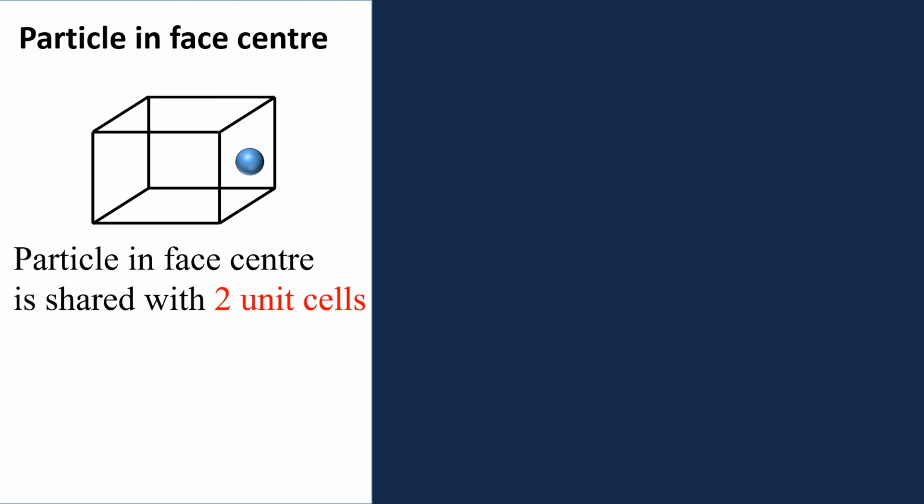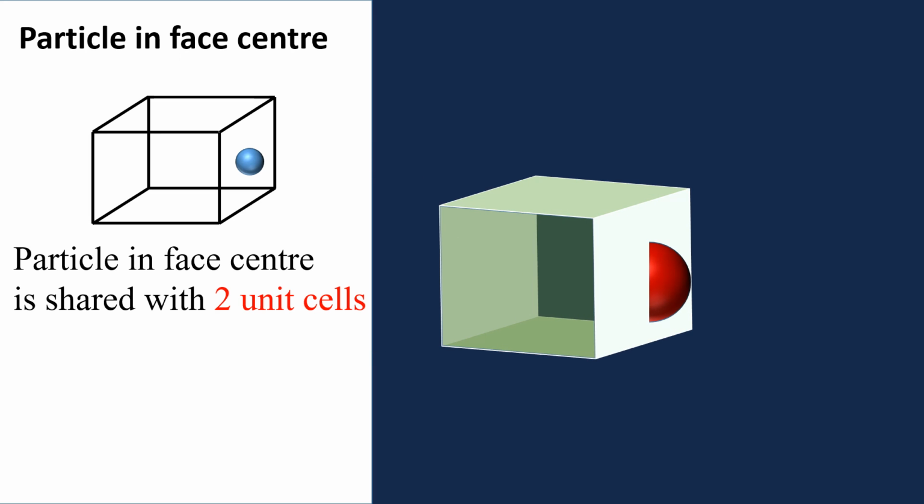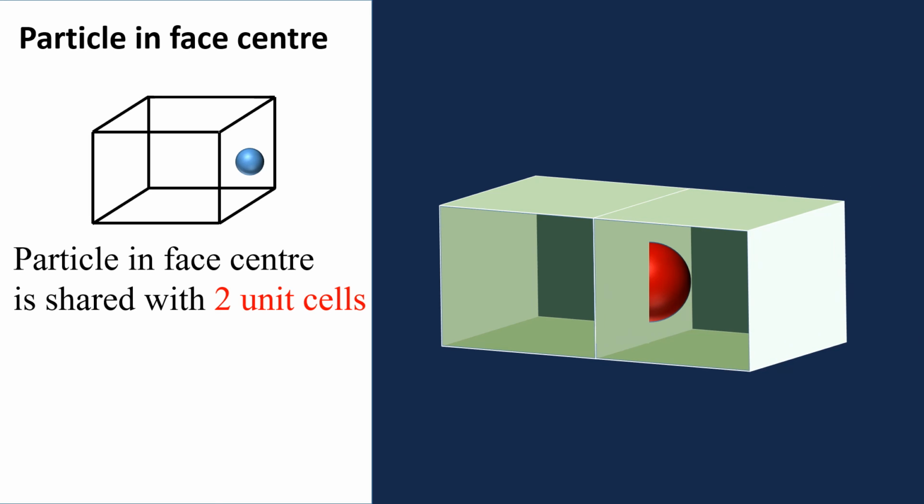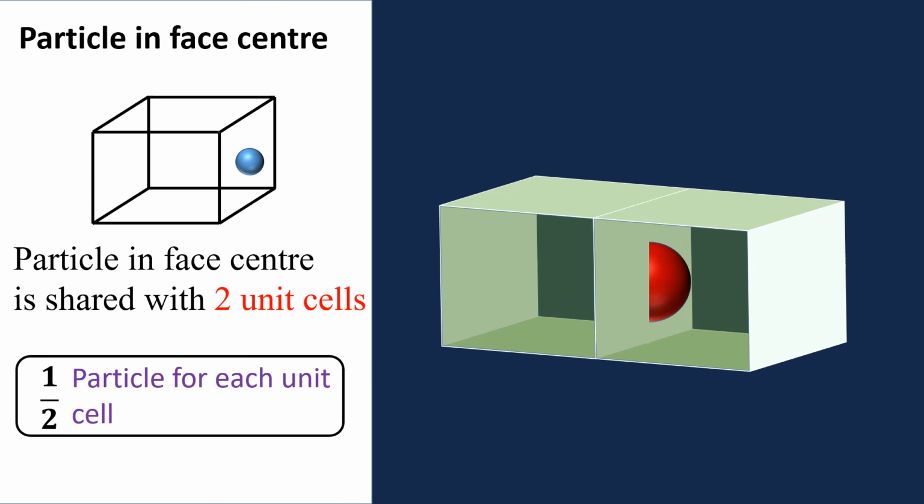The face center particle is shared with 2 unit cells. It is easy. Consider this as a face center particle. So half of it is in a unit cell, and the remaining half is in the other unit cell. So the particle contribution is 1 by 2 for each unit cell.